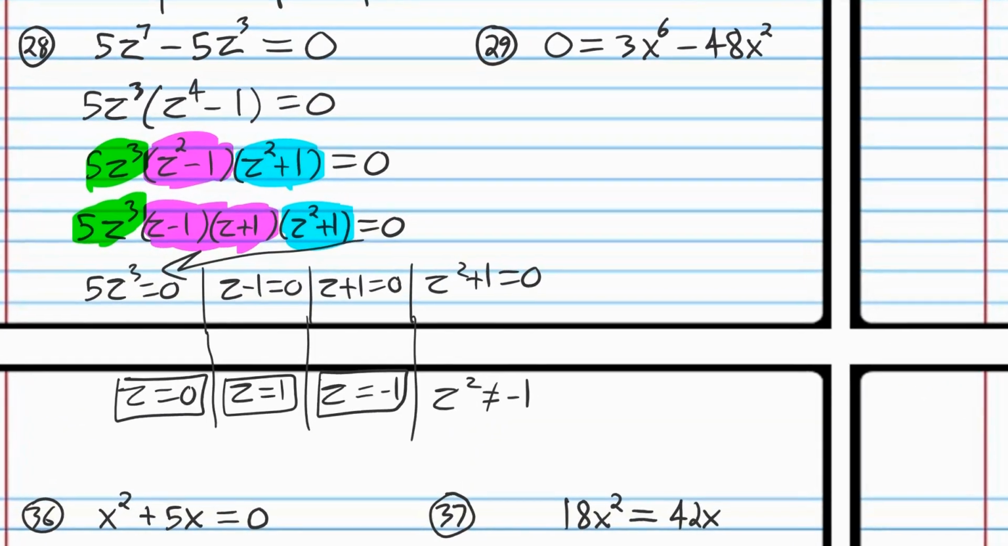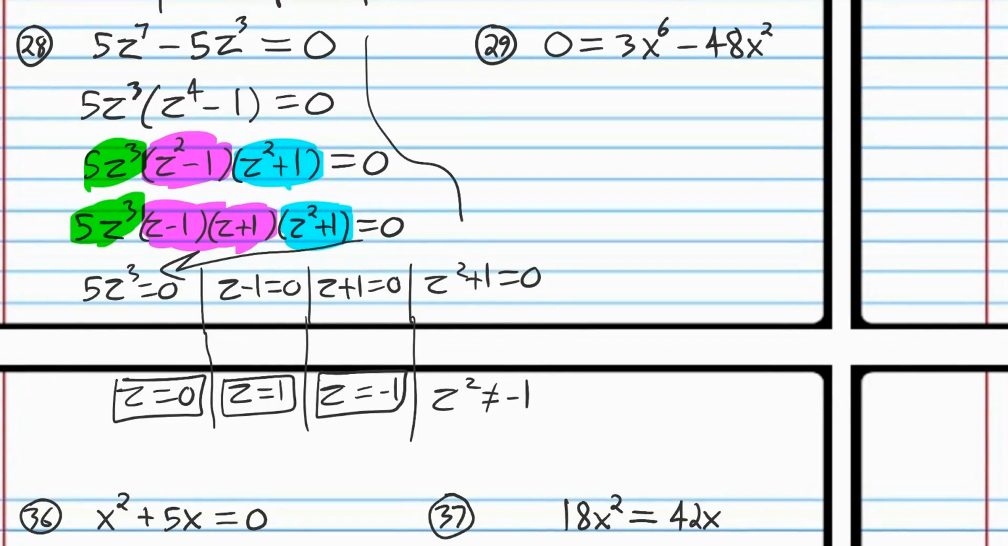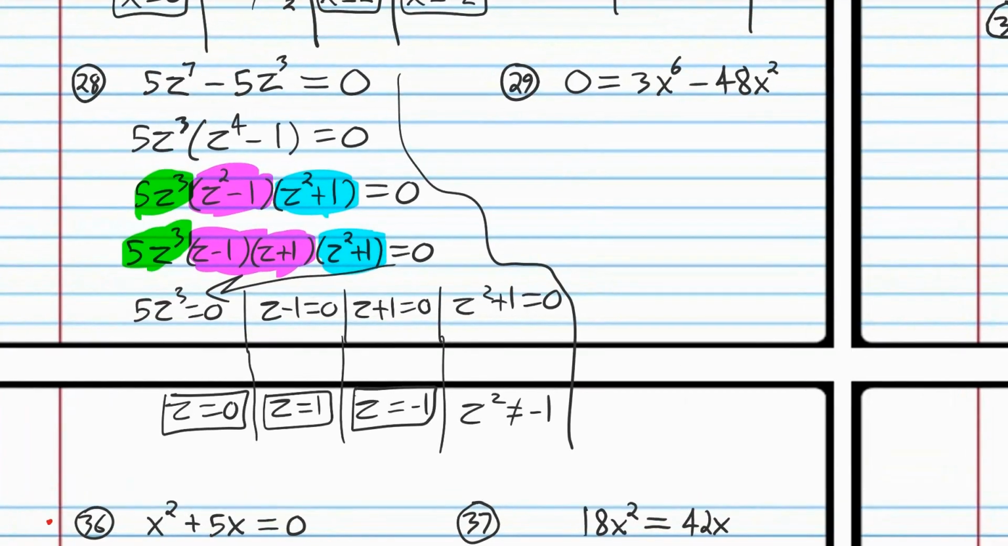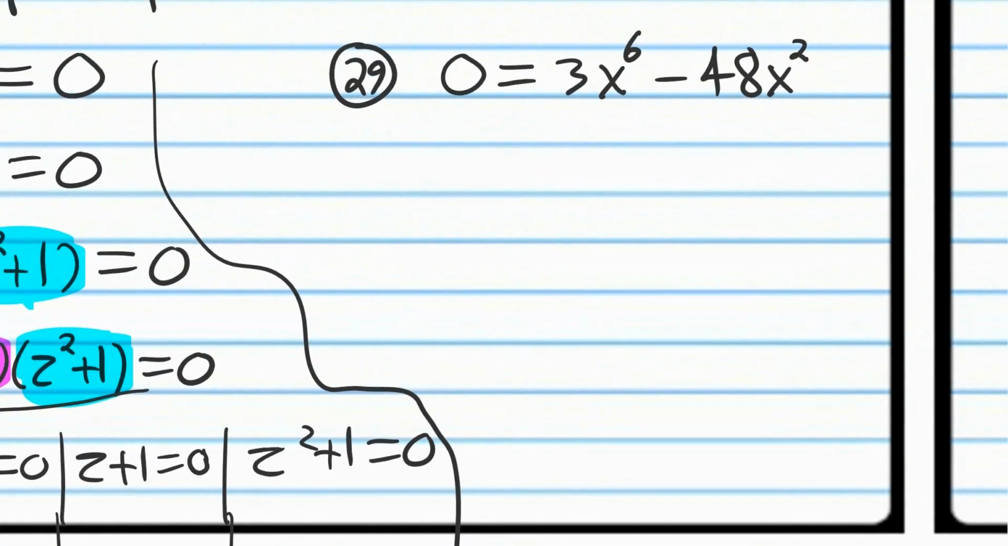So why don't you try number 29? And when you come back, we'll do it together. All right, we're back. Factor out 3x squared. Looks like that's going to be the greatest common factor.